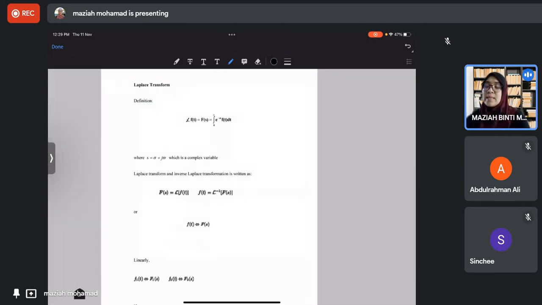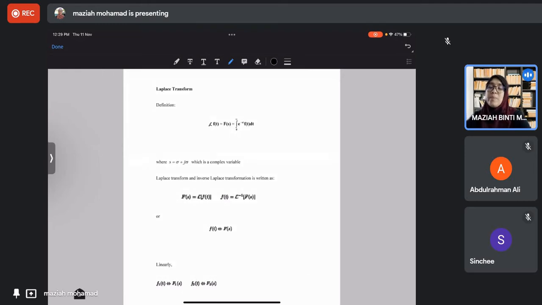This is the second step, which is the Laplace transform. This is the general definition for Laplace form. In order to get a Laplace transform, you need to multiply a function in time, the ODE in time, with the exponent negative st, and then integrate from 0 to infinity dt. I'm not going to touch this.